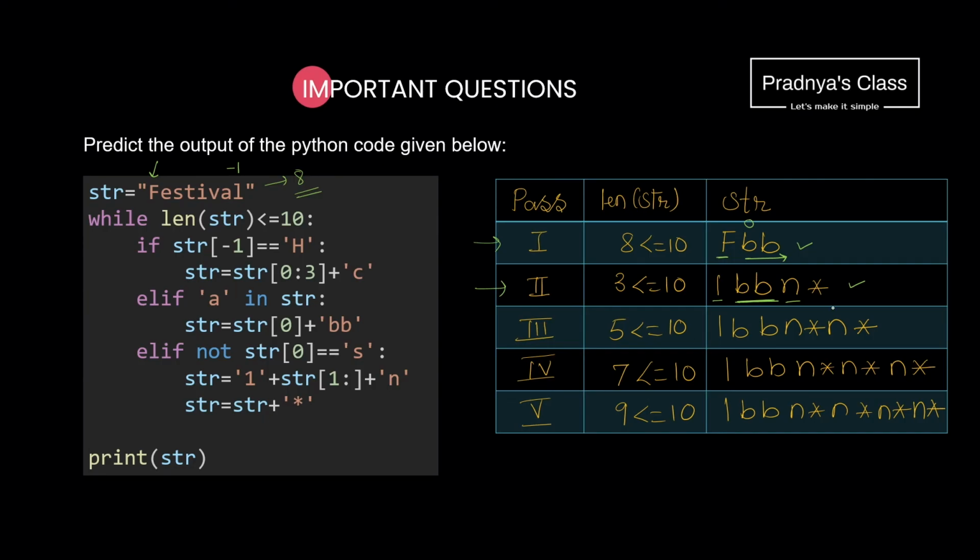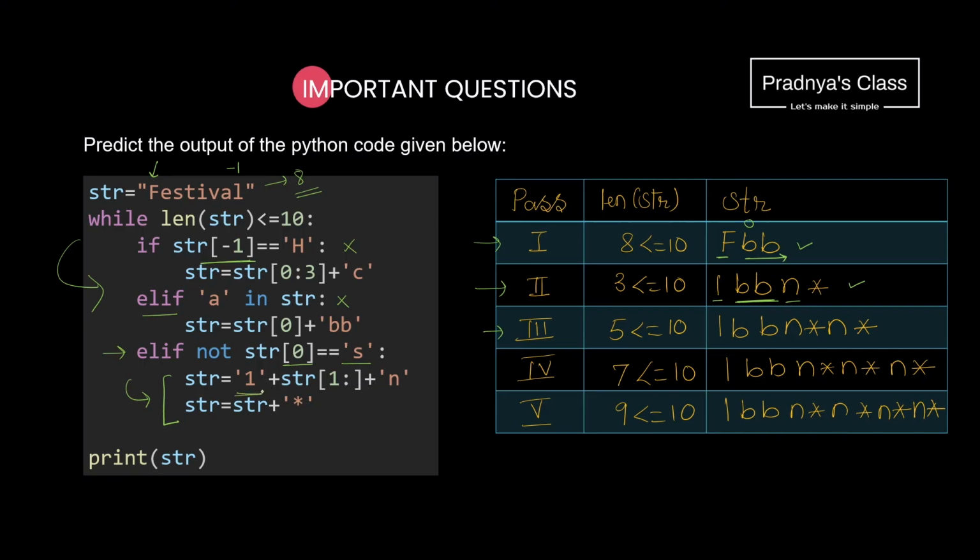Now the length of the string is 5. It is less than or equal to 10, so we will come inside. The last character of the string is not h, so we will come to the next condition. Is a in str? No, we don't have any a in the str. So let's come to the next condition. At index 0, we don't have s. Yeah, that is true. It means we are coming inside this condition.